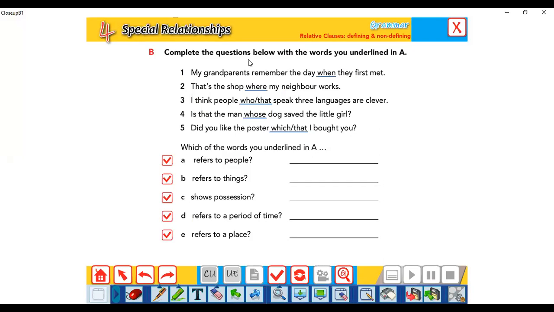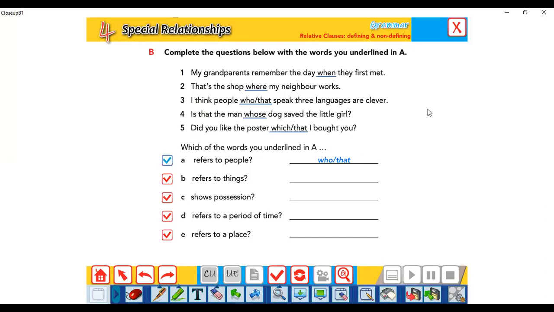Now, which of the words you underlined in A refers to people? Yes, Rudaina Khalid? Which one of these relative pronouns refers to people? Number three. What is the relative pronoun? Say it. Who or that? Who or that. Yes. Number B, which one of these refers to things?